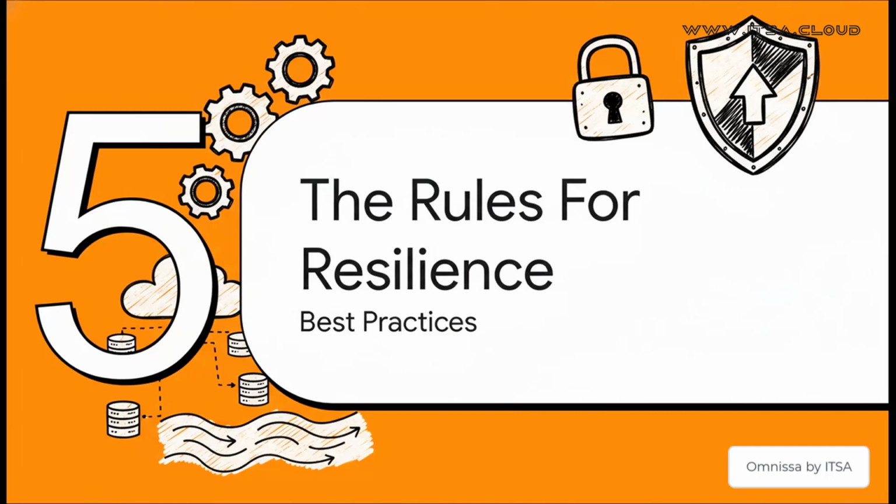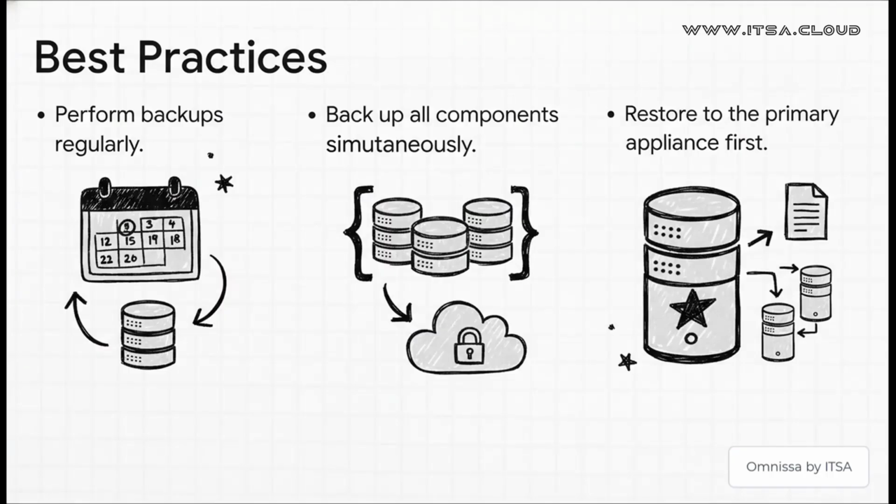We're almost done, but just knowing how the tools work is only half the battle. If you really want to build a bulletproof VDI environment, there are a few rules you just have to live by. These aren't suggestions, they're the fundamental laws of Horizon data protection. First, do your backups regularly. I know, it sounds obvious, but it's the number one thing that'll save you. The more often you back up, the less data you can possibly lose. Second, back up everything at the same time. This is critical. You don't want your Composer database telling a different story than your global database. And finally, when you have to restore, always do it on the primary appliance first. That server becomes the one source of truth for the rest of your setup.